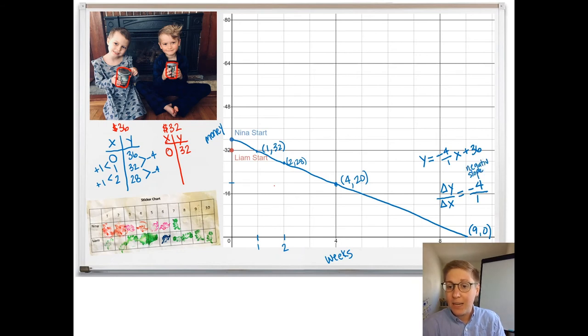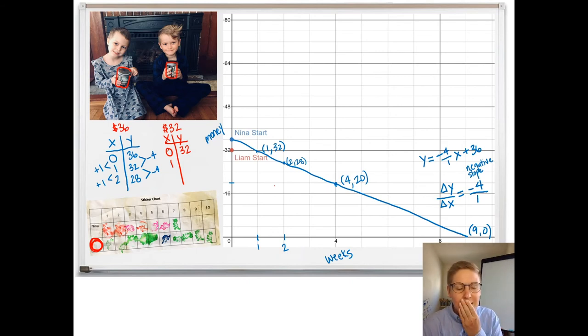Now Liam decides to save money. So he's going to have positive slope. His graph will be increasing. So on his table, we would say after 1 week, Liam decided to do stickers on his chore chart to make some money. Now this is an old one, it's just an example. So don't worry about how many are on here, it's just what it looks like.